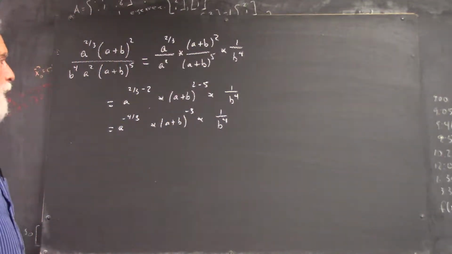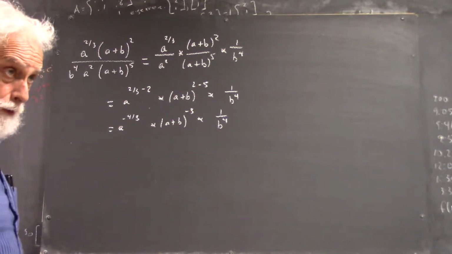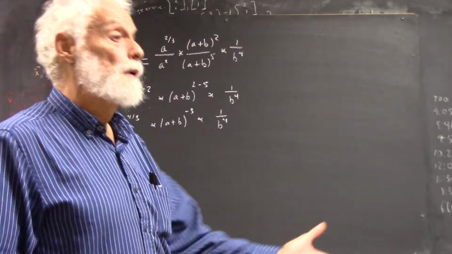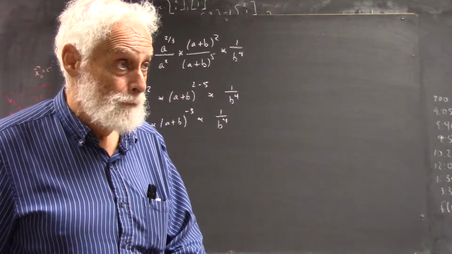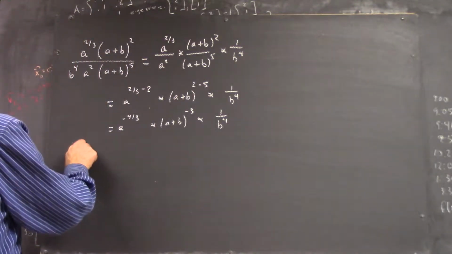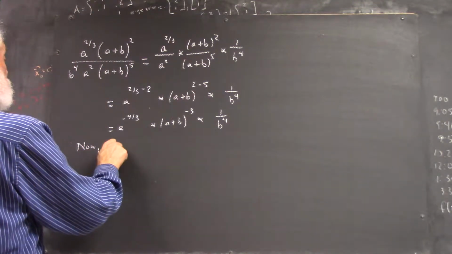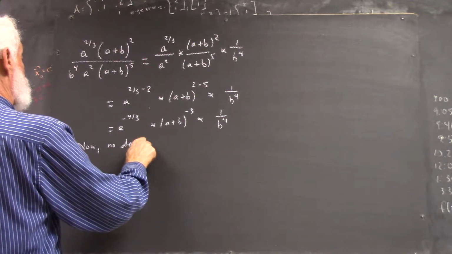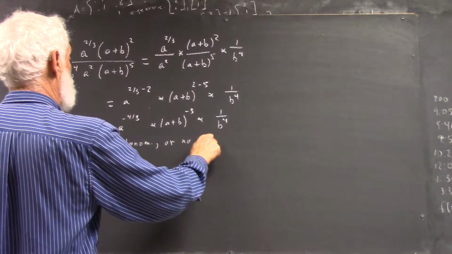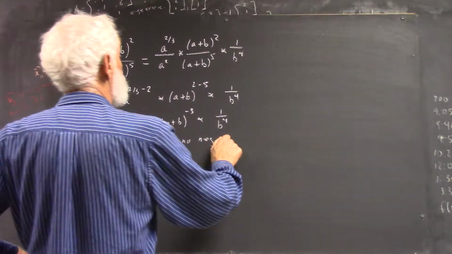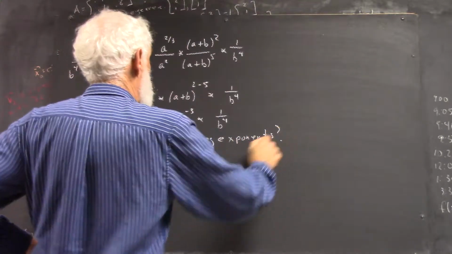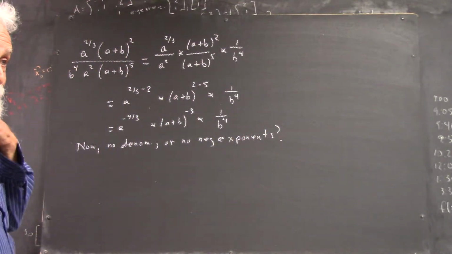Right. So now we have to decide what form we're going to use. We're going to do it with no denominators, or we're going to do it with no negative numbers. Okay? Well, I said no negative numbers, no negative exponents. Well, I can't decide, so we'll do with both.